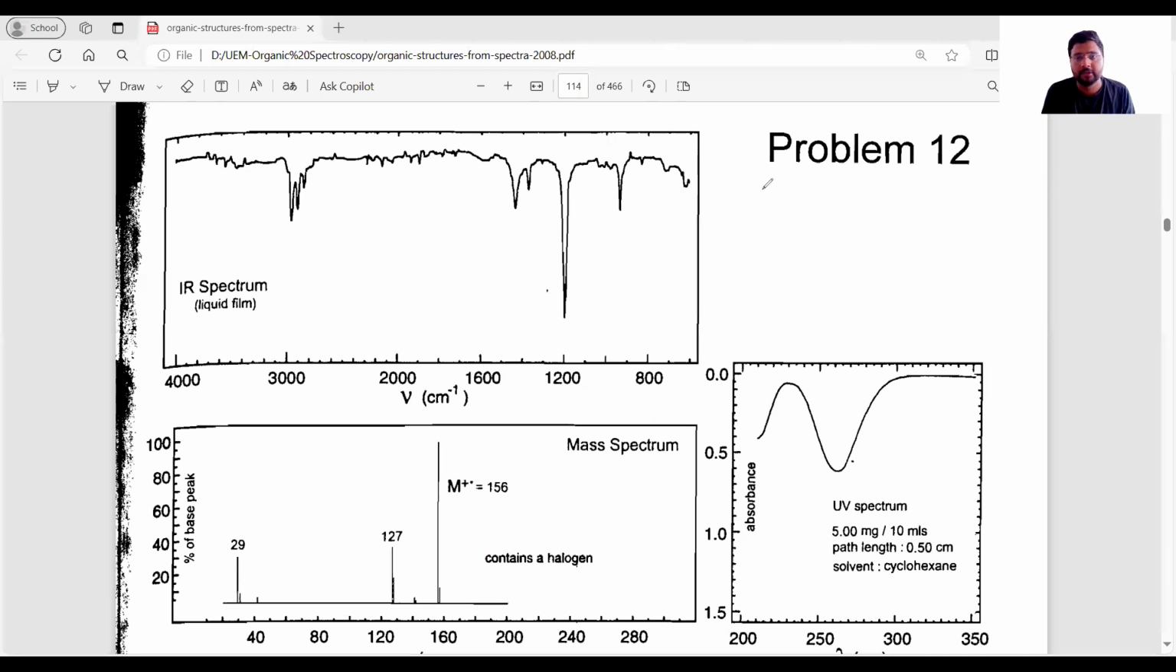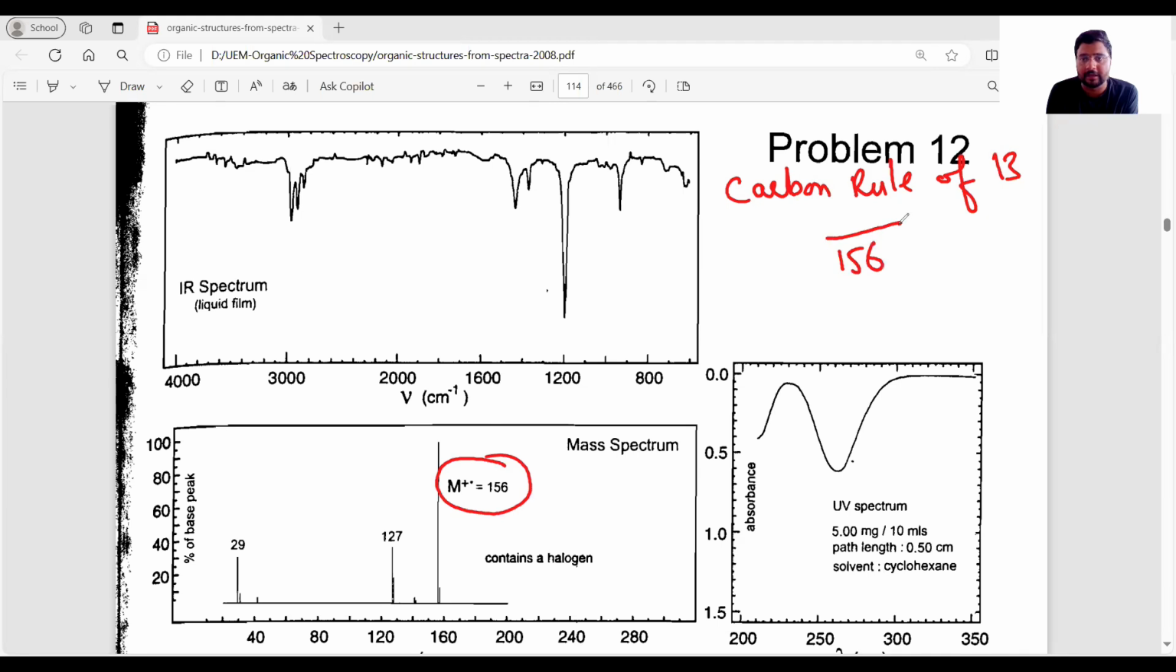There is a rule which is known as the carbon rule of 13. With the help of the carbon rule of 13, we can easily find out the molecular formula of a compound with the help of the mass spectrum. So if you see the mass spectrum, the molecular ion peak is appearing at 156. So what you have to do is simply divide the molecular ion peak by 13, carbon plus hydrogen 13.